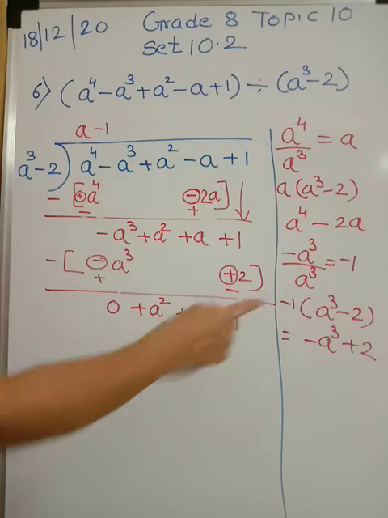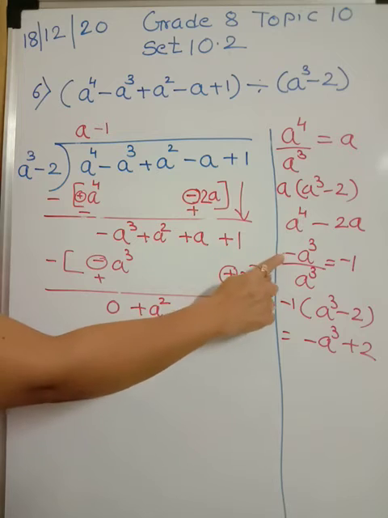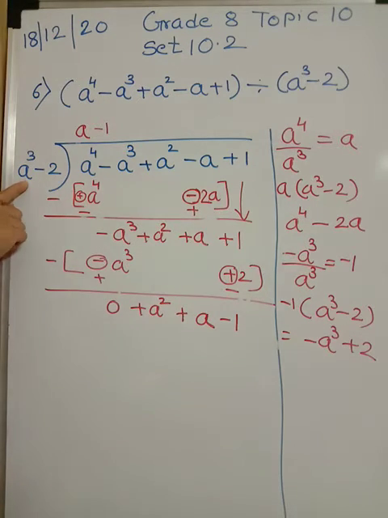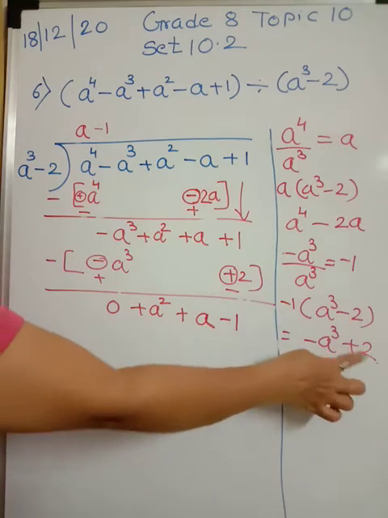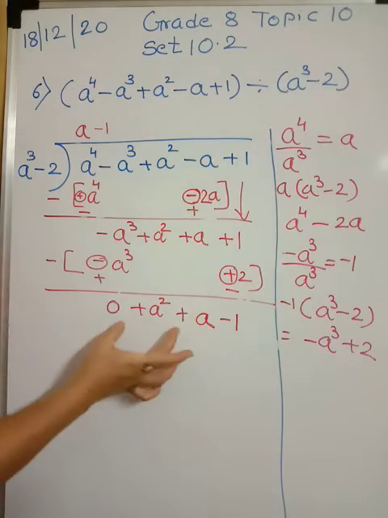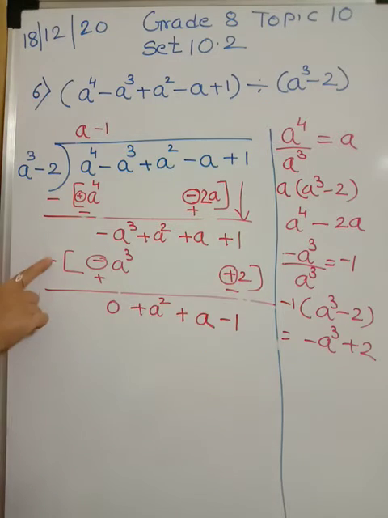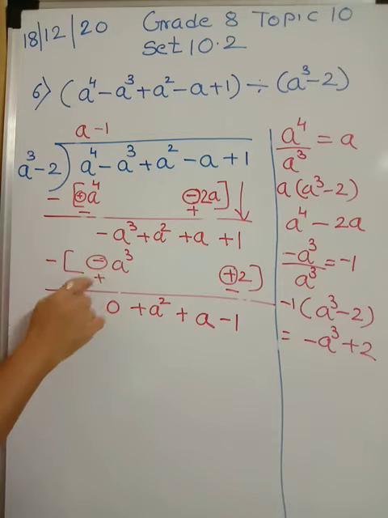So we have a chance. A cube gets cancelled and you are left with minus 1. With minus 1 we are multiplying a cube minus 2. What do we get? Minus a cube, and minus into minus becomes plus 2. So this again is minus a cube and plus 2. This we are subtracting from whatever is remaining. Alright. Now a cube minus a cube becomes 0.